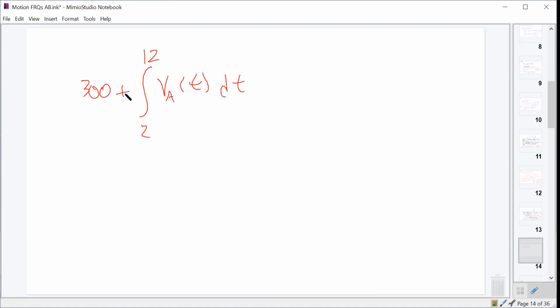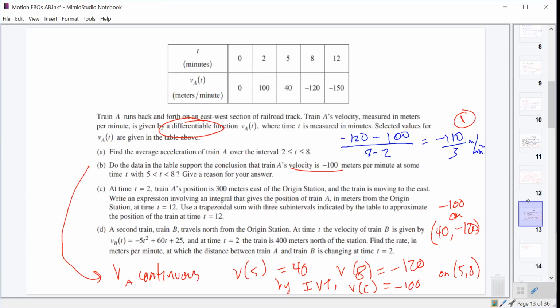Yeah, I got that, but I'm just curious why we couldn't have just done an integral from 0 to 12 and just ignored the initial 300. Well, because it doesn't tell us where the train is at 0. It doesn't tell us if it's starting at the station or if it started east of the station or west of the station, or there's no indication of where it is in comparison to the origin. Okay. So you have to use the initial condition that they give you. You can't just make up one of your own. So that's why.